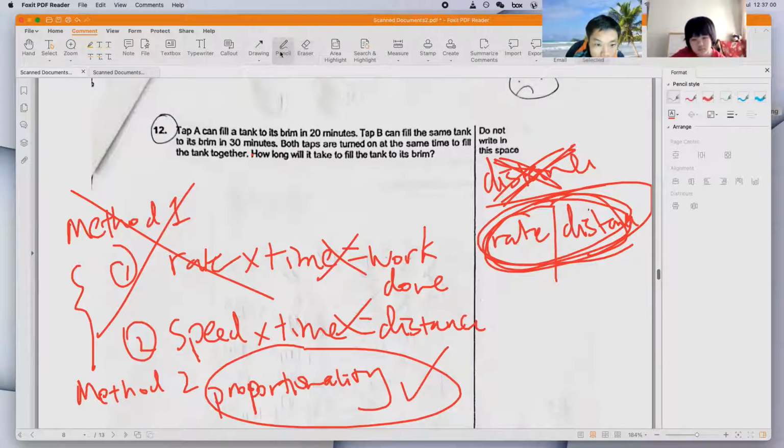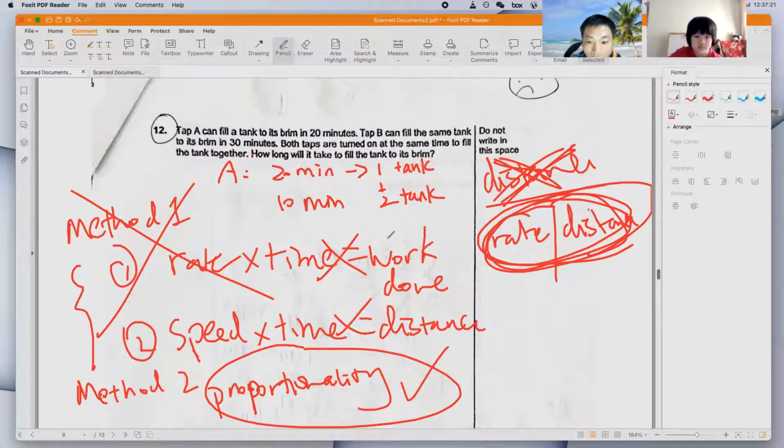Okay. So tap A can fill a tank in 20 minutes. So A, 20 minutes, one tank, right? So half a tank, very simple, 10 minutes, right? Why? Because proportionality. One tank, 20 minutes, half tank, 10 minutes, right? Because the job done here is half. So therefore the time taken is also half.